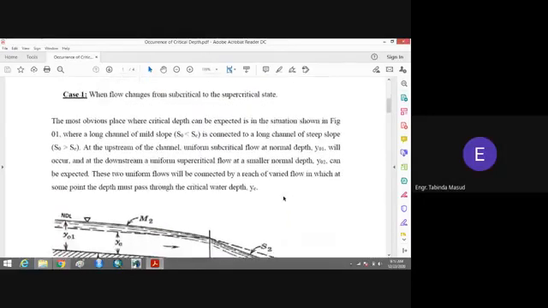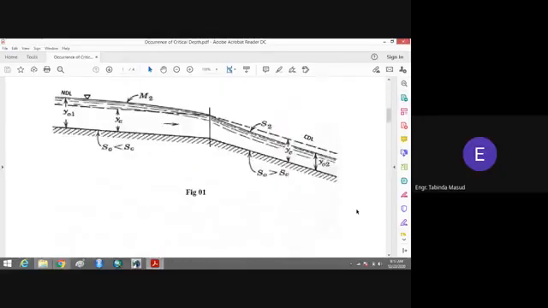Number one is when flow changes from subcritical to supercritical state. Here you can see figure number one, where we have a mild slope connected to a steep slope. So what will happen? We know that there is a subcritical flow on a mild slope, and the depth of the flow is higher here. When water goes to the steep slope, you can see this solid line. This is the flow of water.